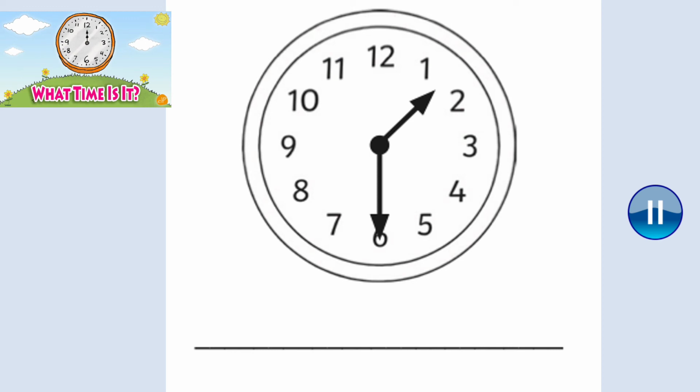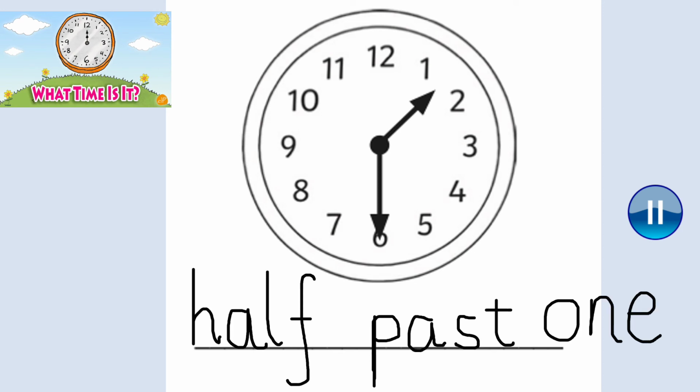What time is this clock showing? What time is it? Pause the video while you have a think or talk to somebody. Okay, I'm going to write the answer. Half past 1. The little hand is past the 1 but not reached the 2. The big hand is at half past. You could write the number 1 in the word 1, which is what I would prefer, but if you wanted to, you could write the numeral 1.